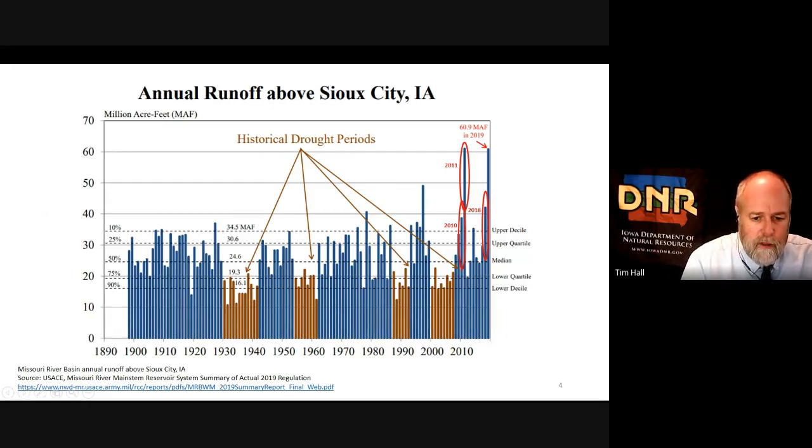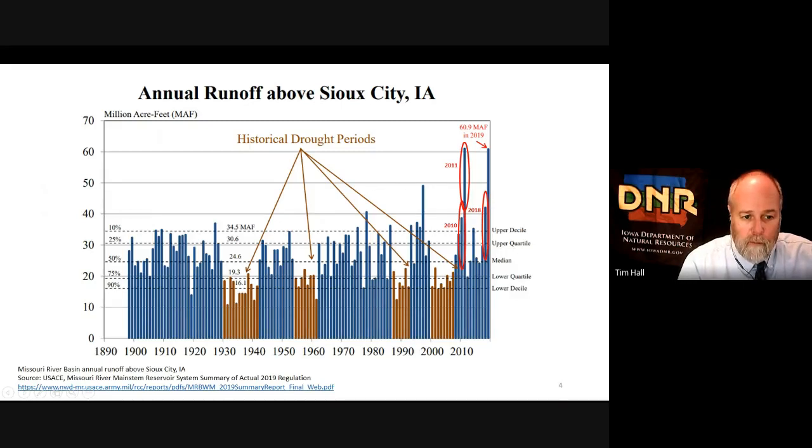Just to put some of this historical context in front of us, this is a graph that shows the annual runoff above Sioux City into the Missouri River. So each of those vertical bars is 1 year worth of runoff recorded for that calendar year, starting just prior to 1900 and running through 2019. There are some dashed lines here that run horizontally through the graph. They divide the flow into 10% and 25% intervals. This 50% line right here is the median flow, so that's right in the middle.